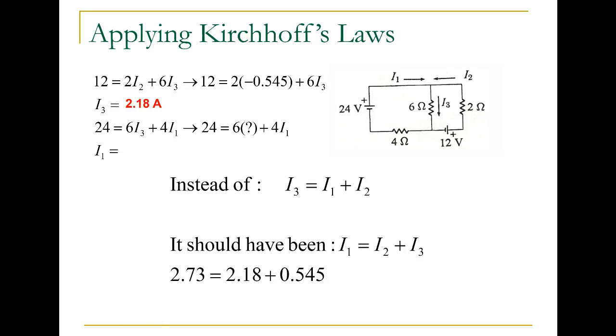Okay, so the next slide kind of goes through this a little bit faster, and you can take a look as you have time that I3 is 0.545, a little bit of rounding, I2 is 2.19, I1 is 2.73, and so it should have been I1 is I2 plus I3.